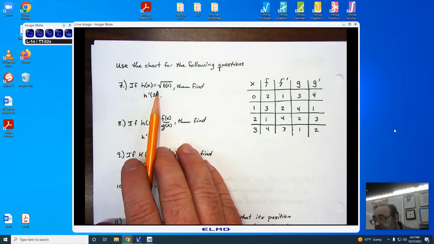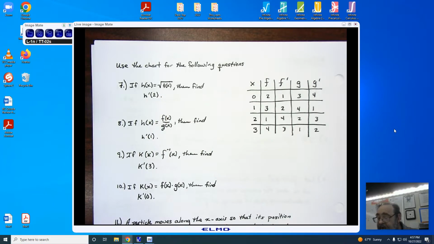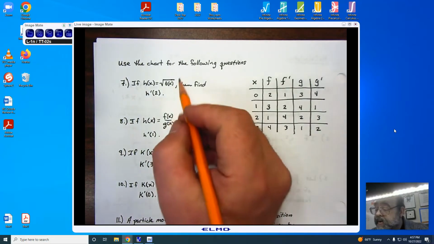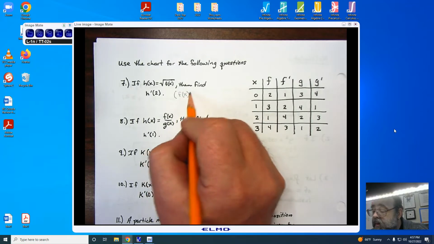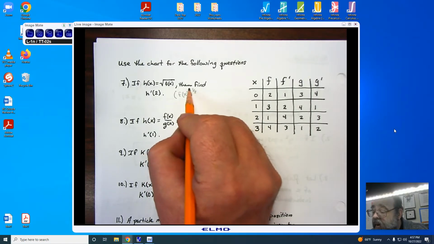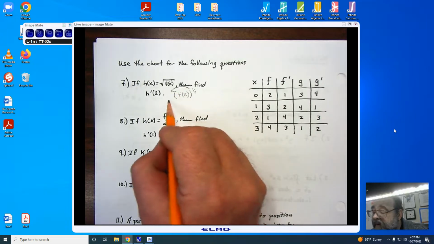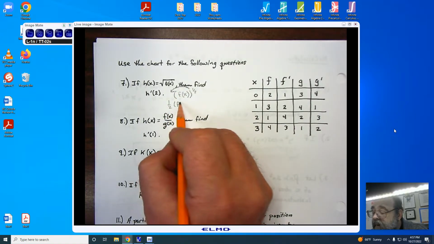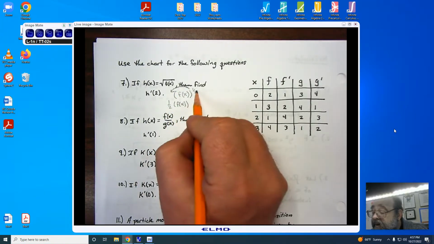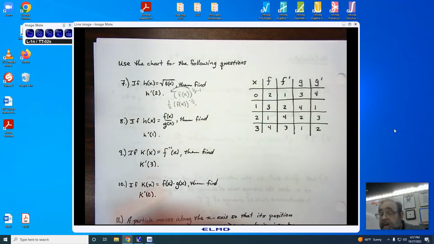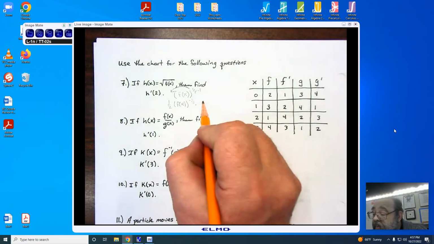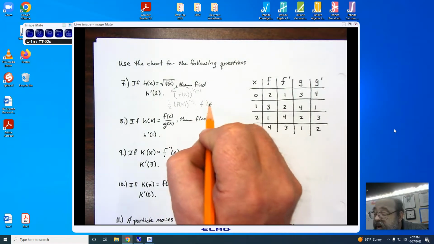If h of x equals the square root of f of x, then find h prime of 2. Most people screw this one up, so please be aware. Let's follow along carefully. As we are doing this problem, please change that radical into a 1/2 power. That'll allow me to bring the 1/2 in front, and then I have to subtract the power by 1, leaving me with a minus 1/2, and the part that most people forget is multiplying by the derivative of the inside piece.